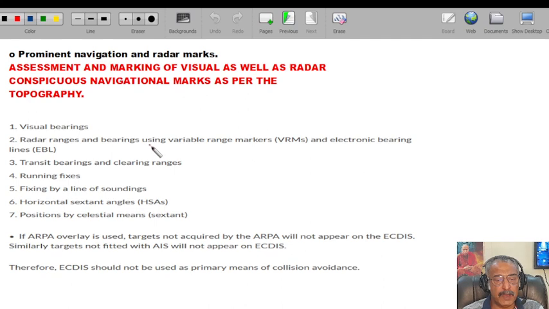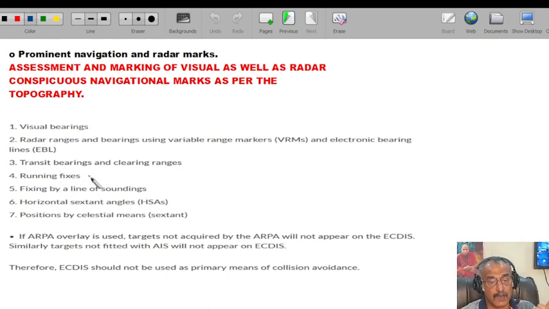Radar range and bearing using variable range markers (VRMs) and electronic bearing line (EBL), of course. Radar conspicuous targets, objects. Transit bearing and clearing ranges. Transit bearing, that is your leading lights, and the clearing ranges we'll talk about subsequently, but all those things should be taken into account when you talk about prominent navigation and radar marks.